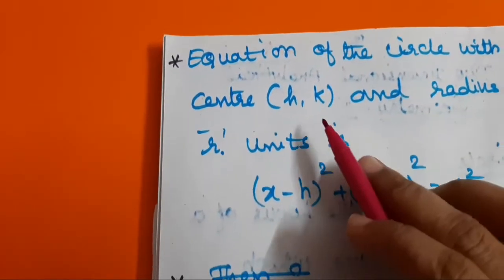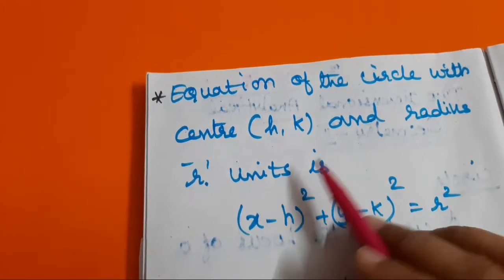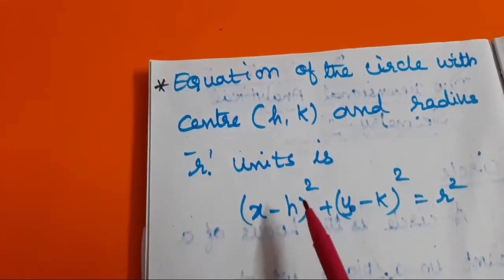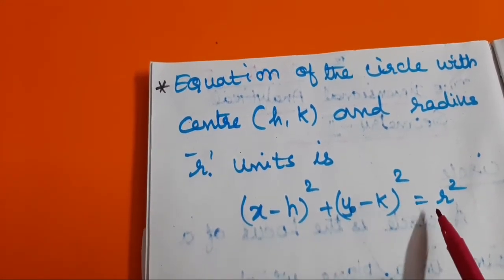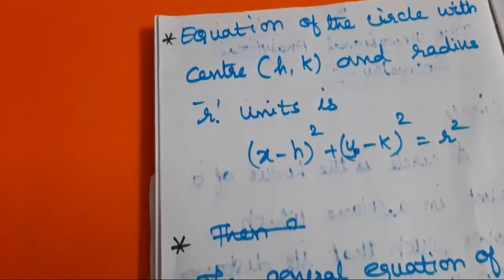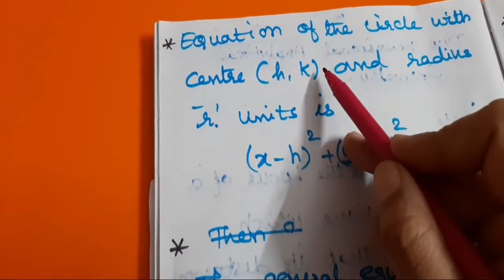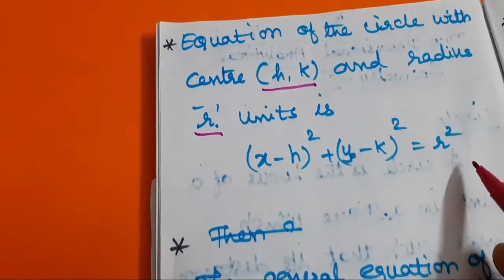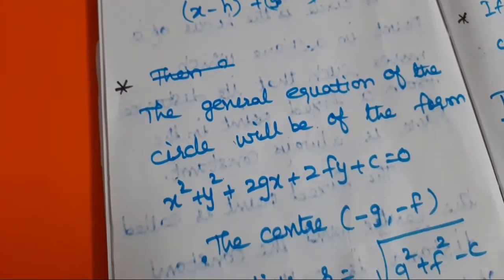The equation of the circle with center at h comma k and radius r units will be of the form (x minus h) whole square plus (y minus k) whole square is equal to r square. Here h comma k is the center and r is the radius of the circle.